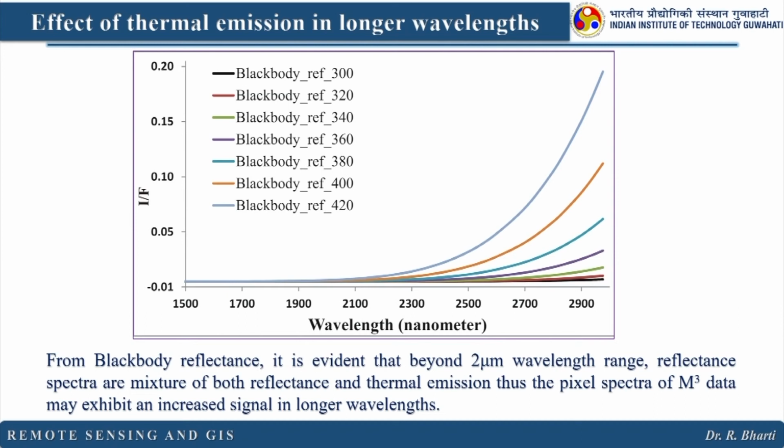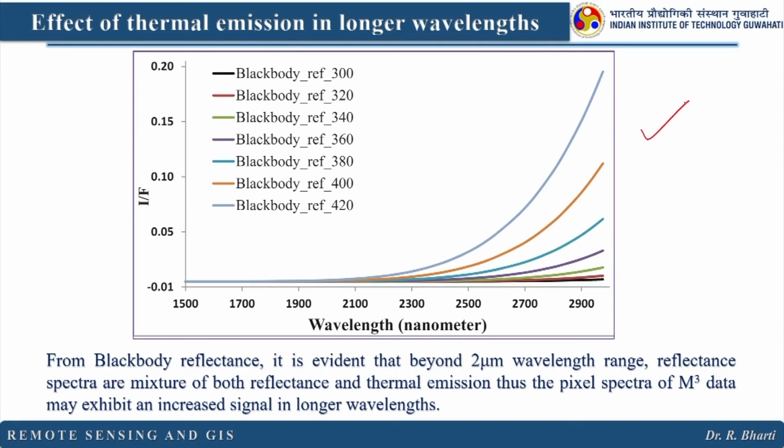But what is happening in between 2.5 to 3? This is also allowed by our atmosphere, so we can measure this particular energy. But why are we not using it very frequently? Because it has effects of both reflectance and emission. So it is very difficult to separate these two pieces of information and derive some meaningful information.